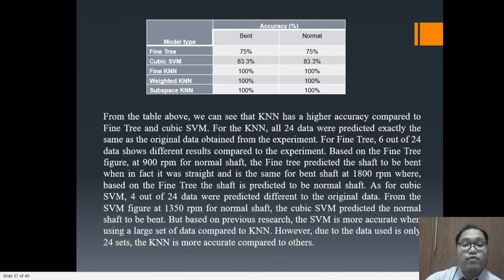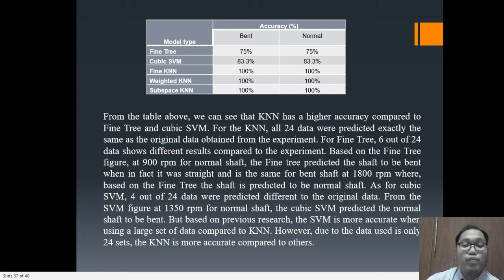Based on the fine tree, at 900 RPM for normal shaft, the fine tree predicted the shaft to be bent when in fact it was straight, and it is the same for the bend shaft at 1800 RPM, where the fine tree predicted it to be a normal shaft.